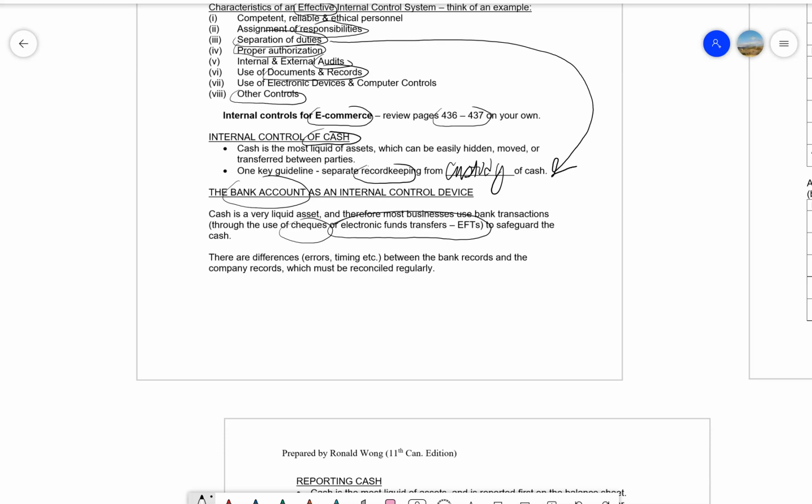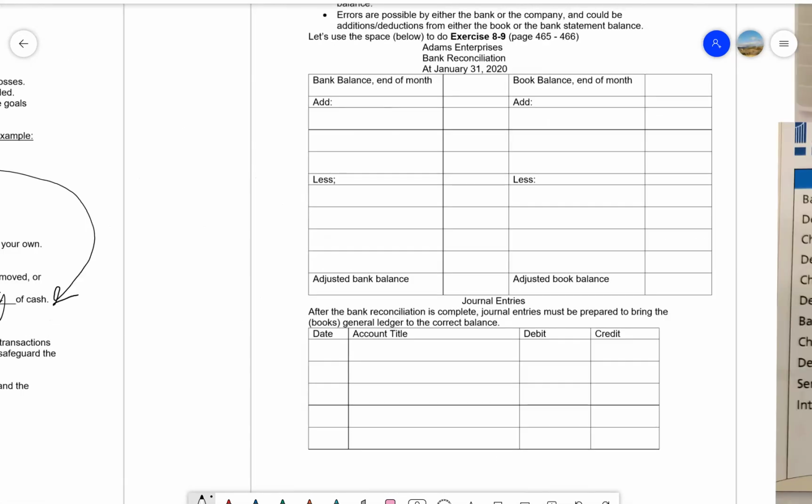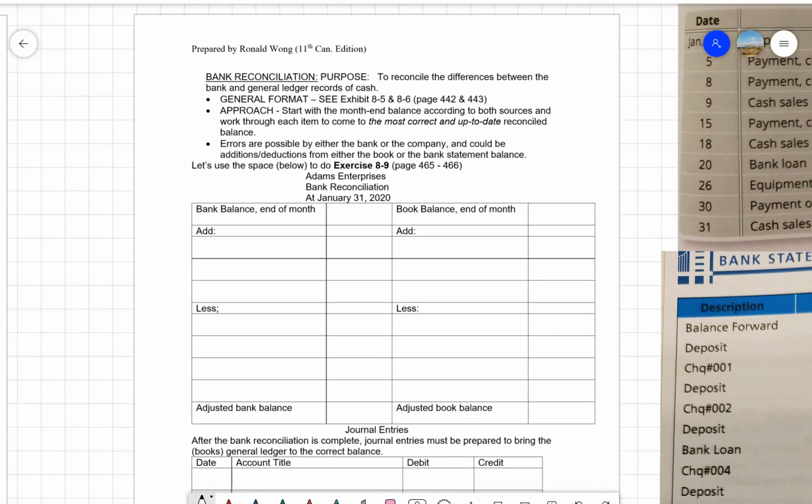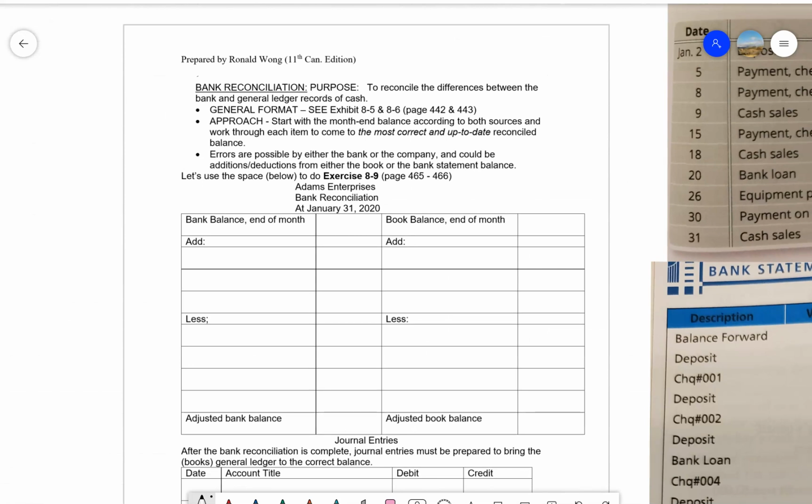Now, there's also another internal control, moving on to page 2 of our handout, that is called a bank reconciliation. And on the top of page 2, a bank reconciliation is done to determine the differences between the bank statement account balance and the general ledger balance of cash. And what we're going to do is we're actually going to go through exercise 8-9 on page 465, 466 of your textbook, and actually go through and do a bank reconciliation.